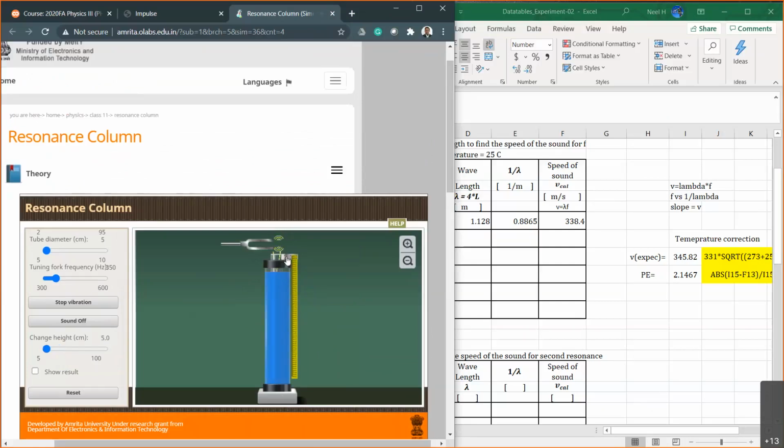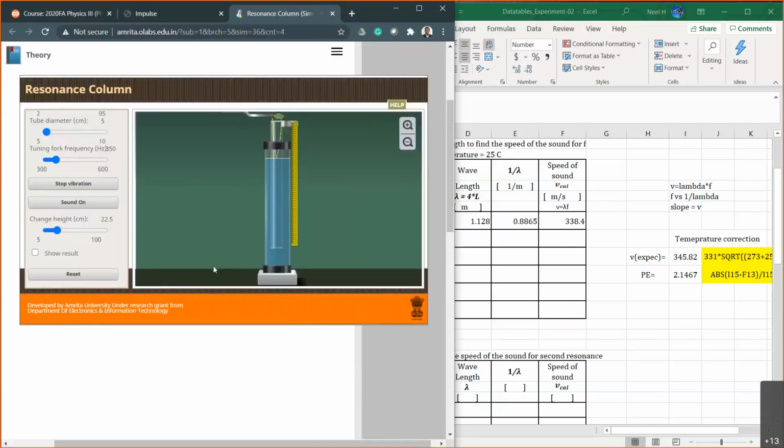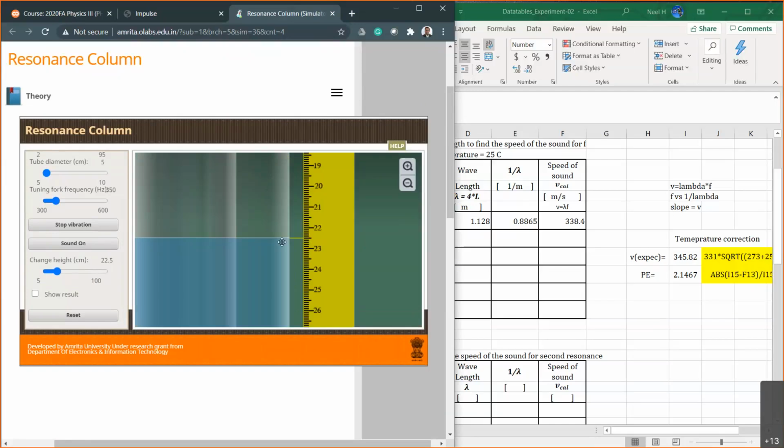Okay, now I'm on 350, right? Then slowly increase. You have to find exactly the maximum point, okay? When the maximum resonance happens, stop there. I think we'll turn off the sound first because it's too much strong noise, right? Then click on the zoom in and then measure the length accurately.